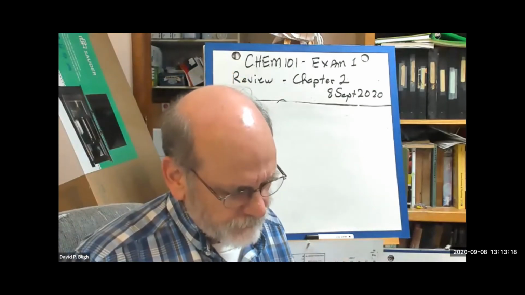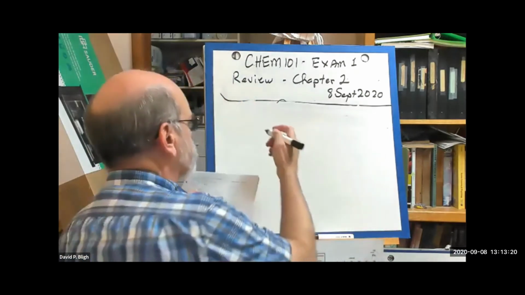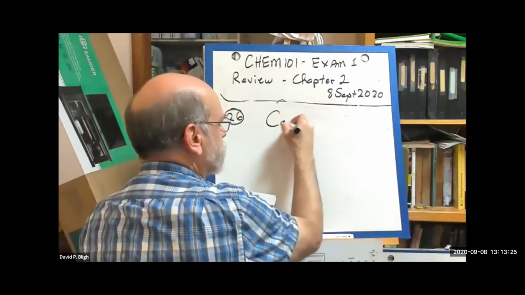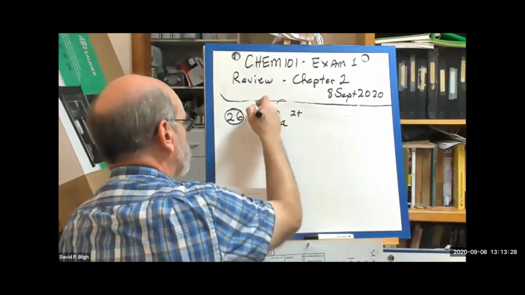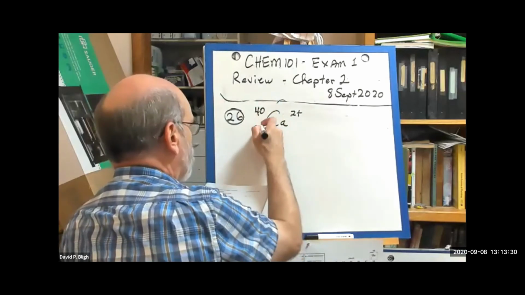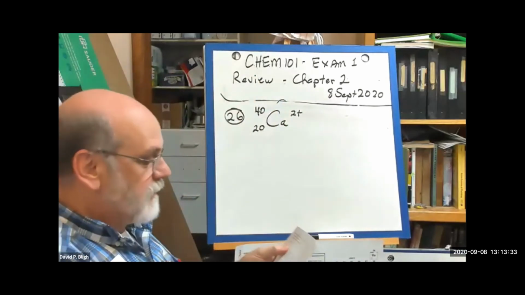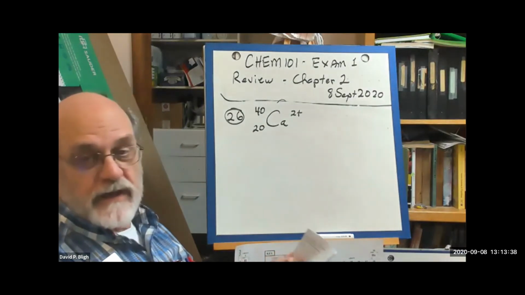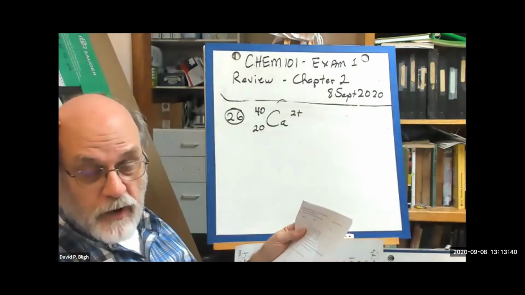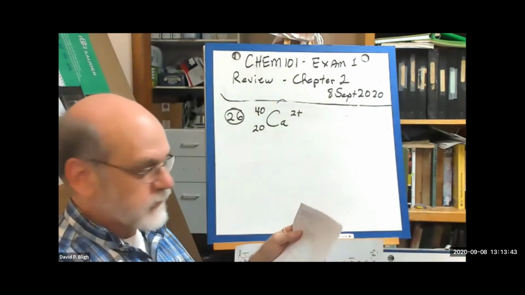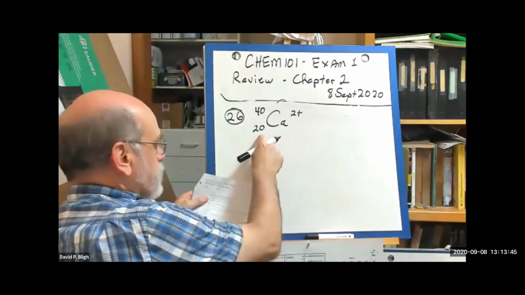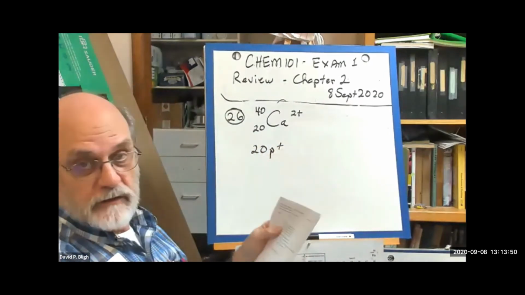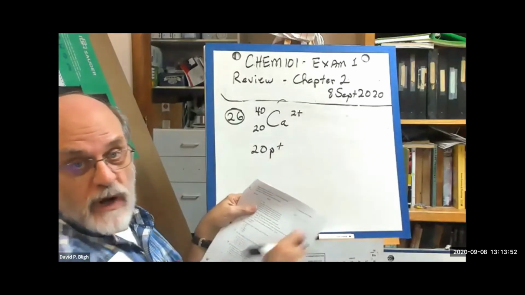Okay. Oh, here's a tricky one, 26. If we have a symbol like that, and like that, the question is, how many of each of the particles does it have? Subatomic particles. Protons, neutrons, electrons. All right. Protons, easy. 20 protons. How about neutrons? That's easy too. 20 from 40 is 20.